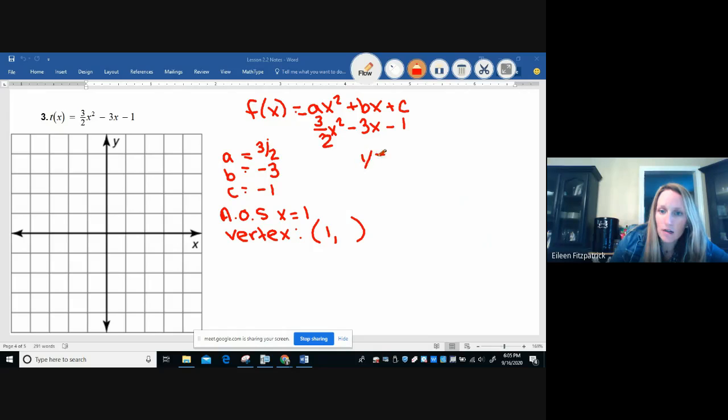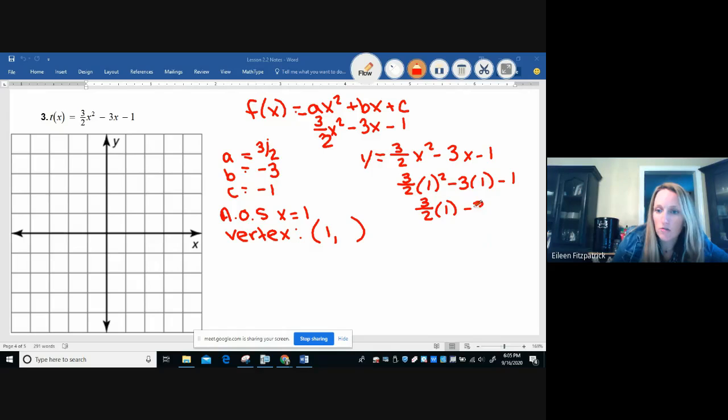So let me write that. y is equal to 3/2 x squared minus 3x minus 1. Substitute in a 1, so 3/2 times 1 squared minus 3 times 1 minus 1. So I have 3/2 times 1 minus 3 minus 1. 3/2 minus 3 minus 1. You can change this to 1.5 and then subtract 3. You get common denominators. It's kind of up to you. You'll probably just use your calculator, I'm guessing.